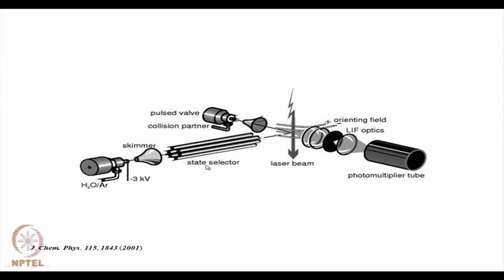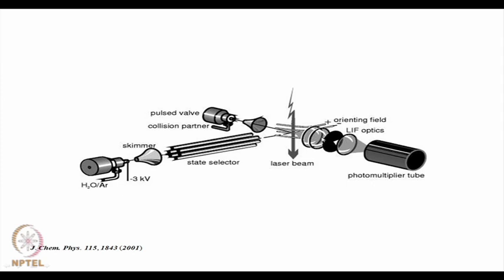So, it basically is a selector. It generates one partner, of course a state selected partner. And then you have another partner over here. It is also a pulsed valve, and then a skimmer, and there you have two beams, and the laser beam is here, and this is an orienting field you are applying.